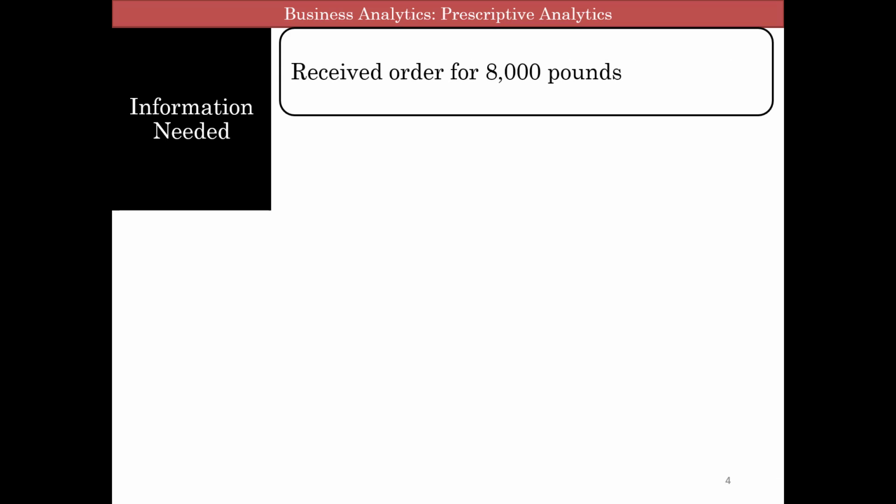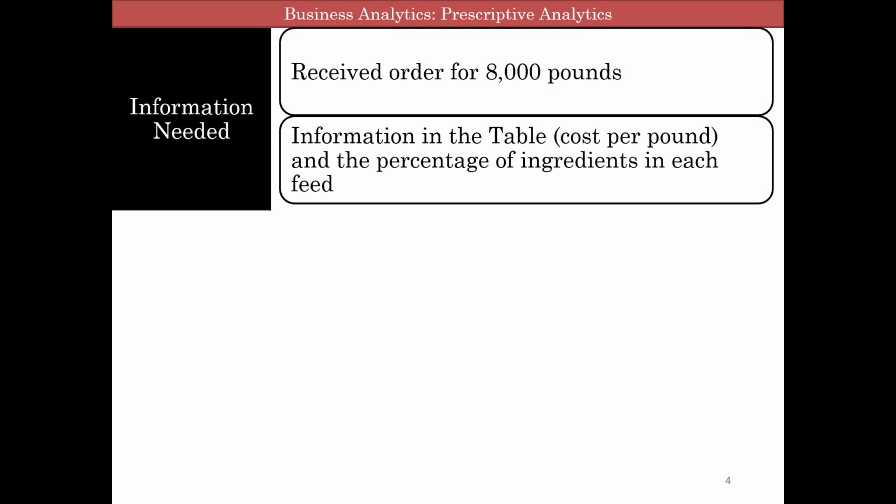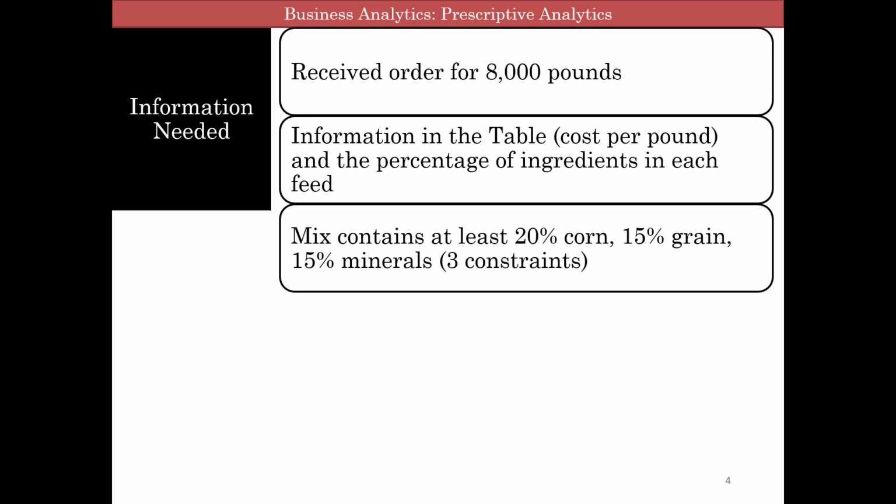So remember, here's when you take all this verbiage and filter out what is not needed and focus on what you need. So you received an order of 8,000 pounds. The table gives you cost per pound and percentage of ingredients in each feed, and the mix requirements. The 3 constraints for corn, grain, and minerals are given to you. So let's think through this problem, all right? So what is your objective? Remember, objective here, cost is given and you have to minimize the cost. You got to provide 8,000 pounds and you want to minimize your cost.